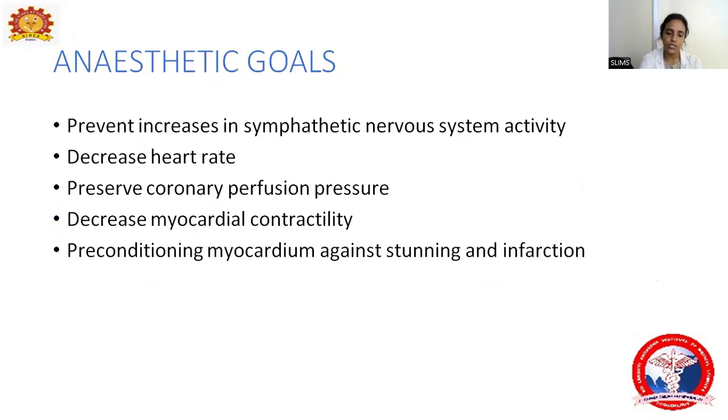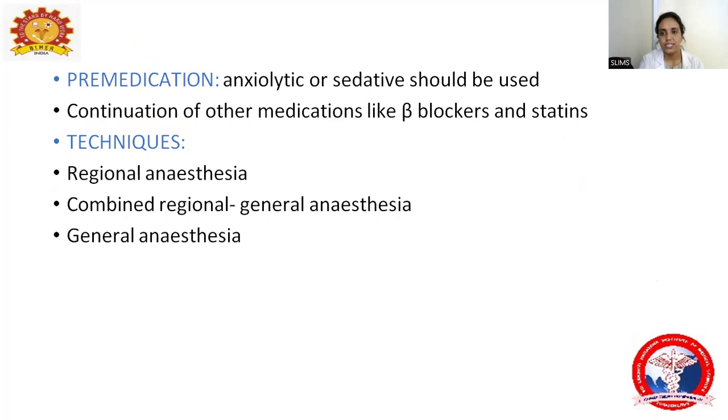Coming to the anesthetic goals, this is very important. The anesthetic goals for a cardiac patient posted for a non-cardiac surgery: the first and most important one is to prevent an increase in sympathetic nervous system activity. So we have to decrease the heart rate, preserve coronary perfusion pressure, decrease myocardial contractility, and preconditioning the myocardium against stunning and infarction is necessary. For premedication, we will use an anxiolytic or sedative. Other medications the patient is already taking, like a beta blocker and statin, should be continued.